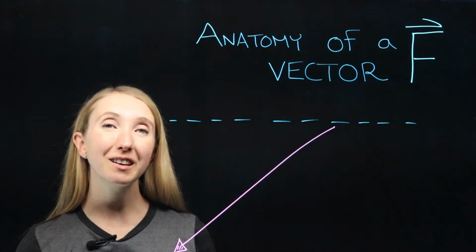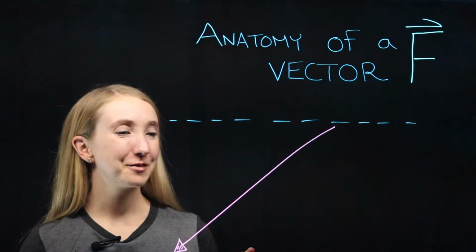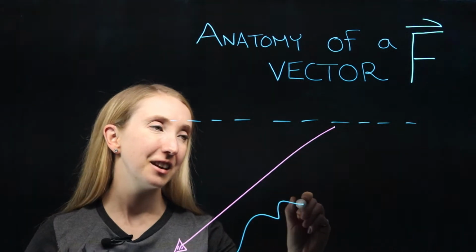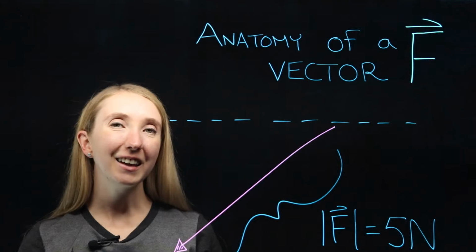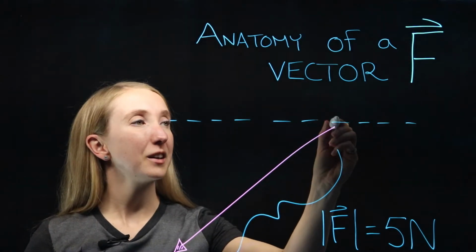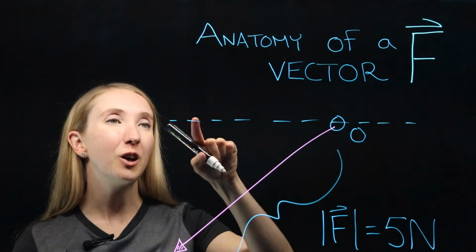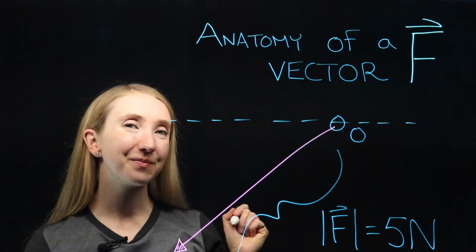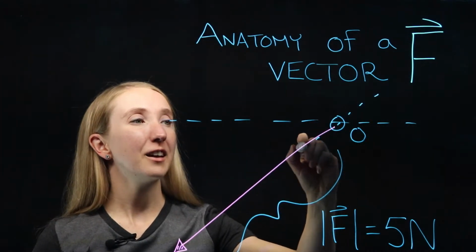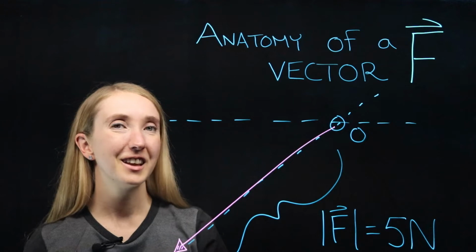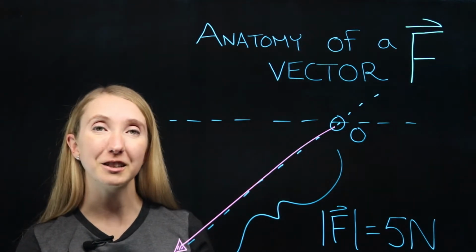Visually, there's a few things that help us define a vector. This is vector f. It has a length of 5 newtons, and it has a tail at the point O, which is its origin. This tail goes along the reference axis. The vector itself goes along the line of action.